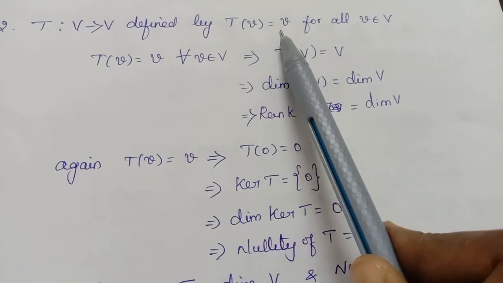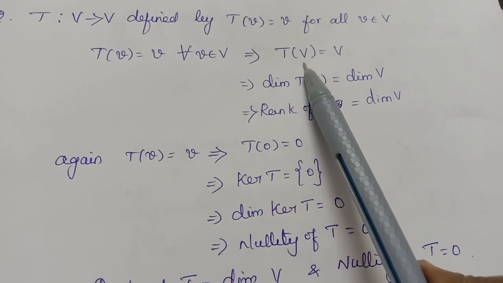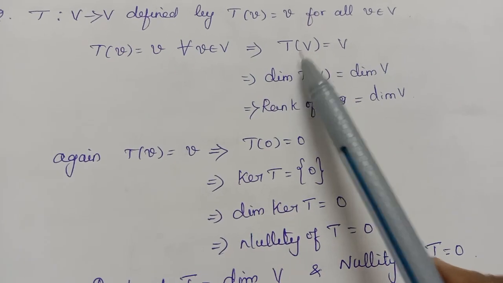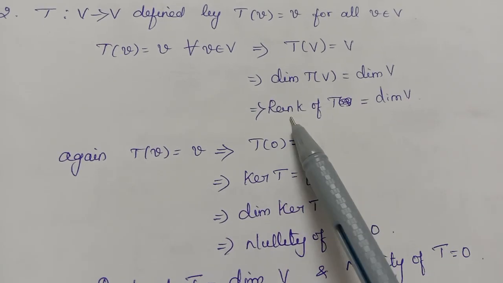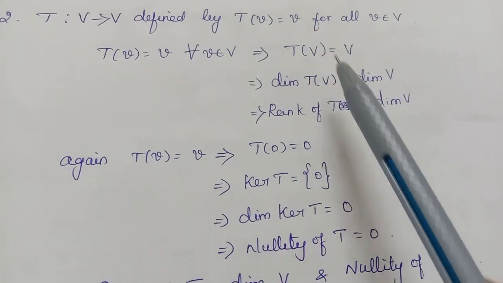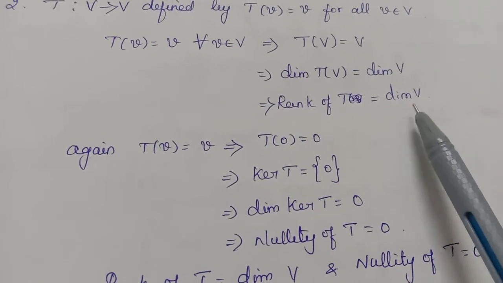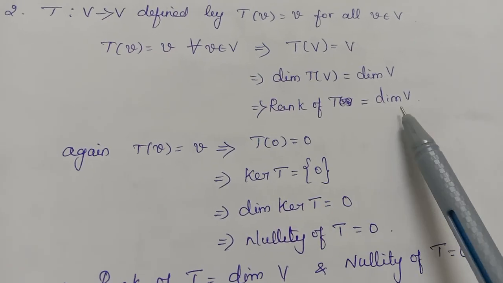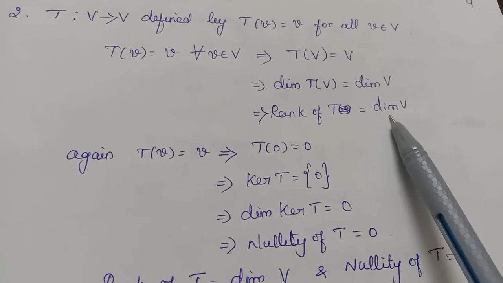That is, every element is mapped to itself. So that means the range of T is equal to the entire V. Therefore dimension of T of V equal to dimension of V, and hence rank of T equal to dimension of V, because every element is mapped to itself. So from this itself, what can you conclude? Nullity of T equal to 0, because here it is dimension of V, no.